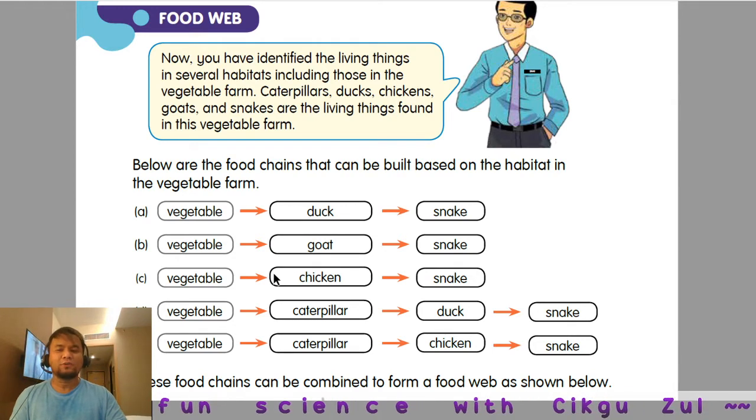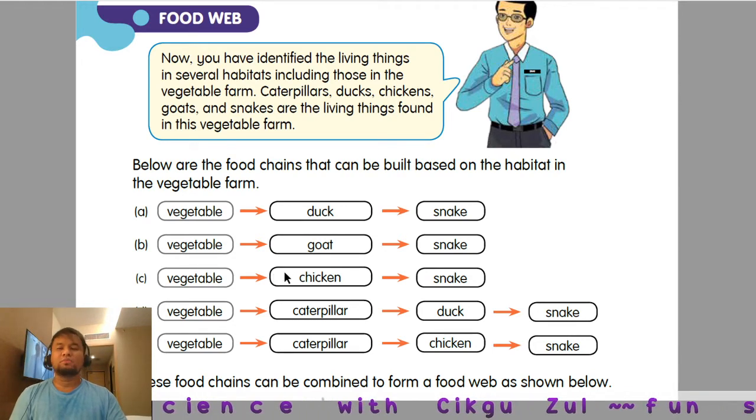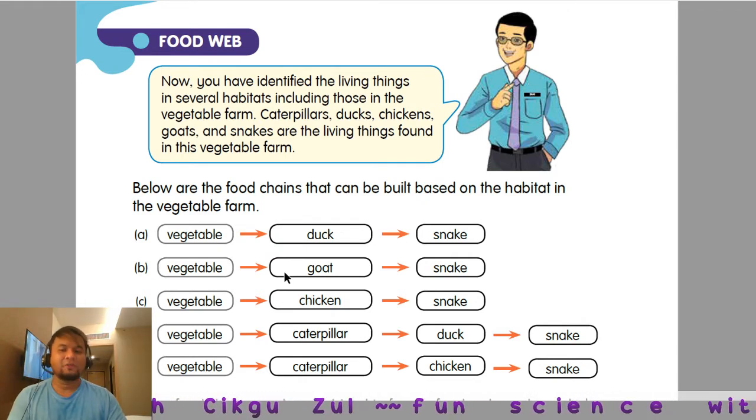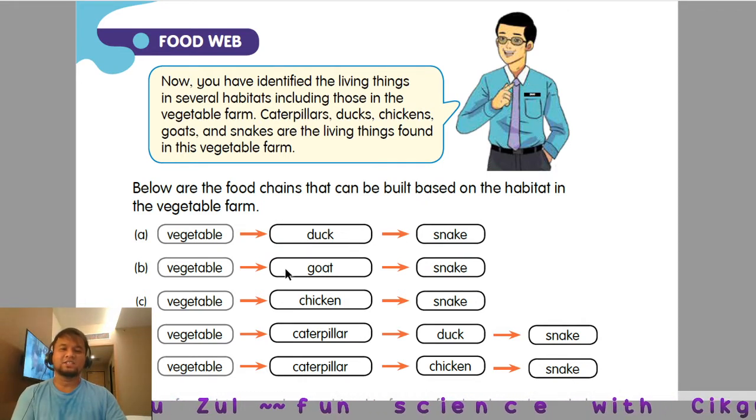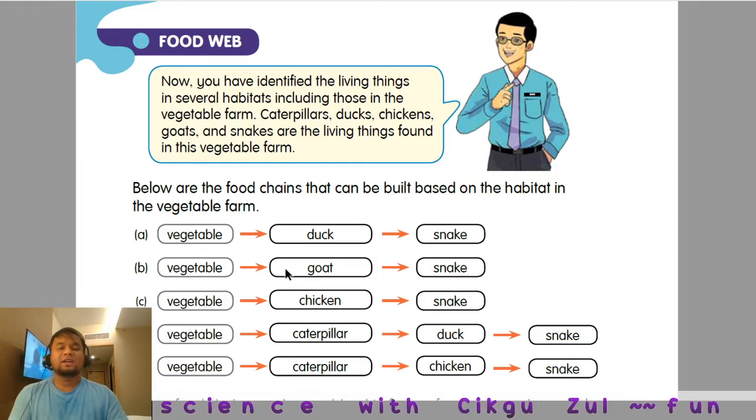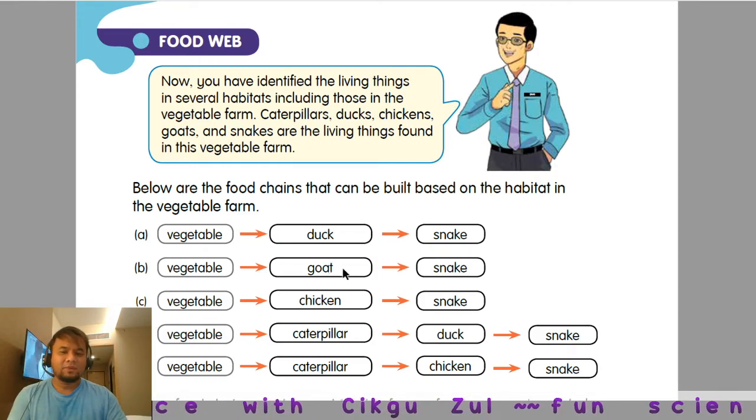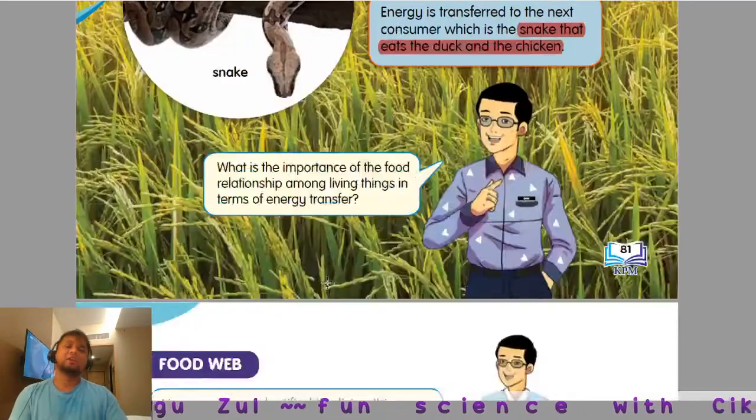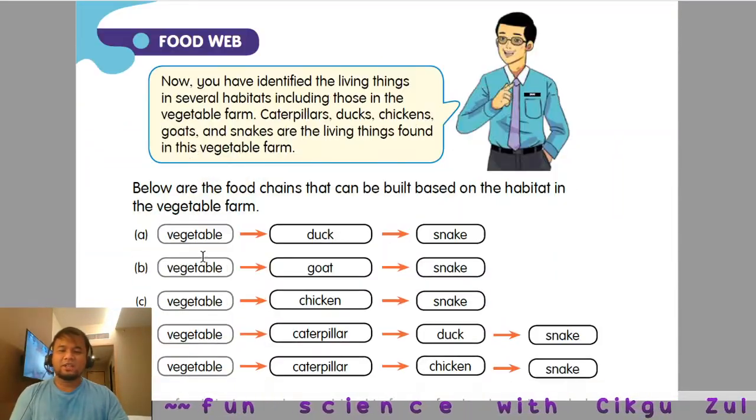So the meaning of food web is actually easy. Combination of food chains. Senang je nak ingat. Sedangkan food chain, the food relationship among living things. Kan? Okay. Okay, sekarang kita nak pergi tengok.